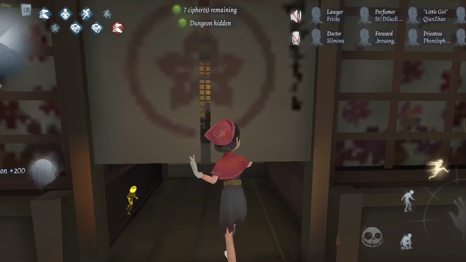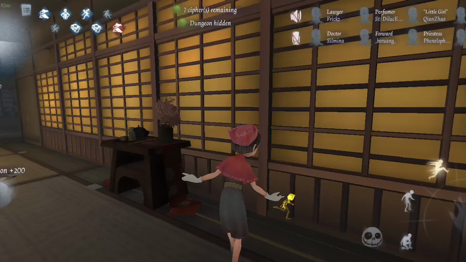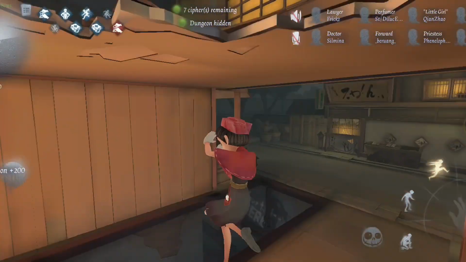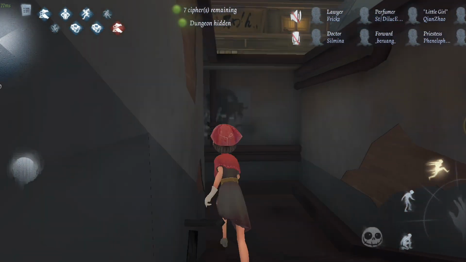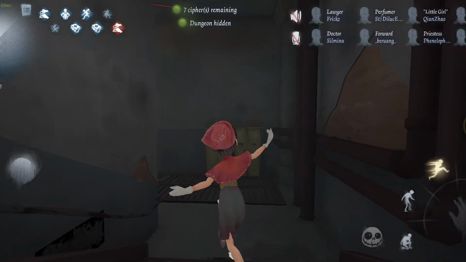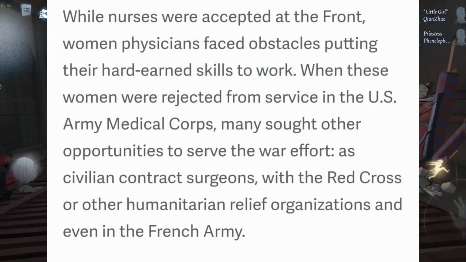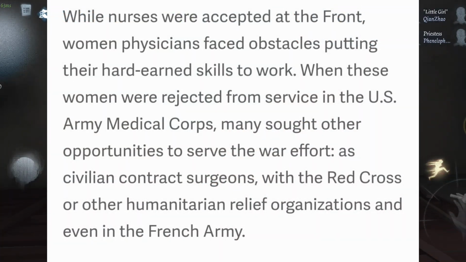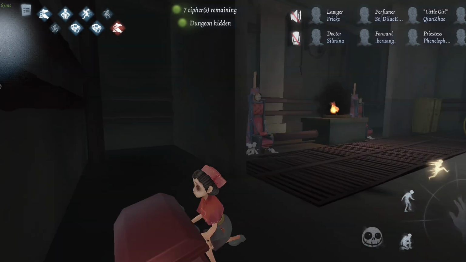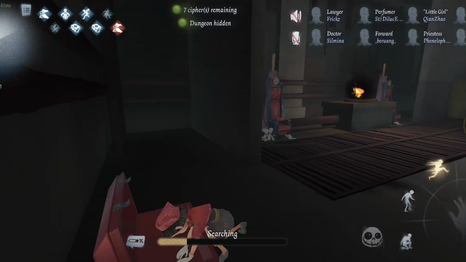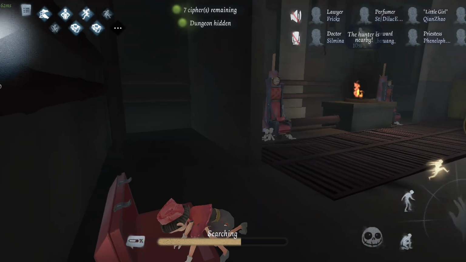And here are some facts about doctors during World War I. Around that time, there were few female physicians or doctors serving on the front lines, as the Army Medical Corps often rejected them for service. In contrast, nurses were in higher demand and received more favorable opportunities.